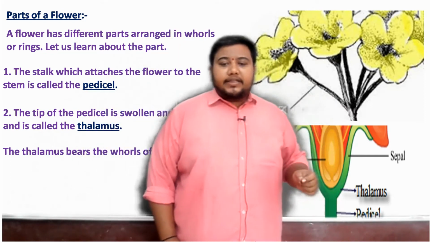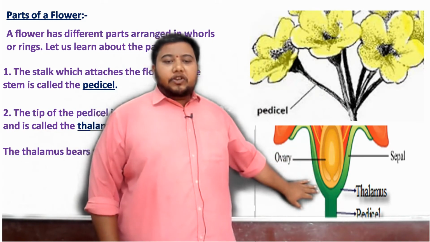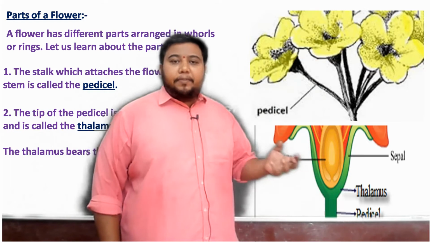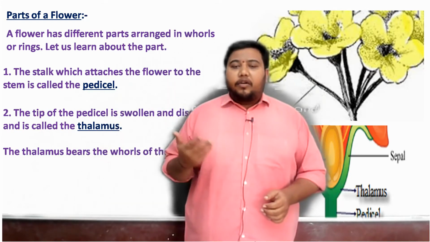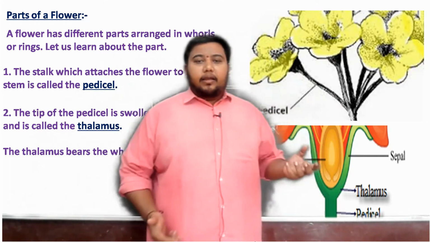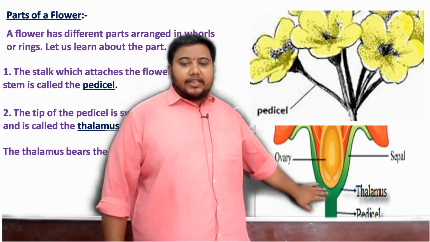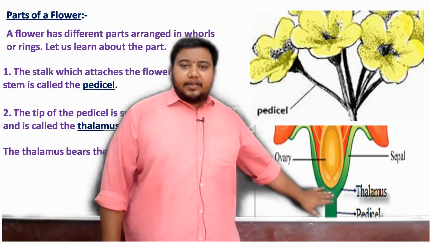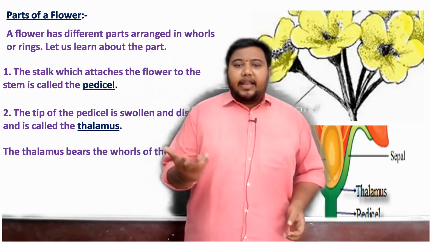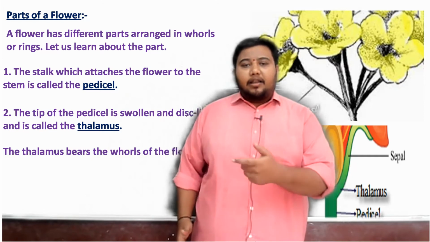The tip, the top part of the pedicel, is called the thalamus, which bears the whorls of the flower. All four layers of the flower are borne on the tip of that pedicel. The thalamus bears the rings of the flower, meaning all the parts of the flower are borne by that thalamus.